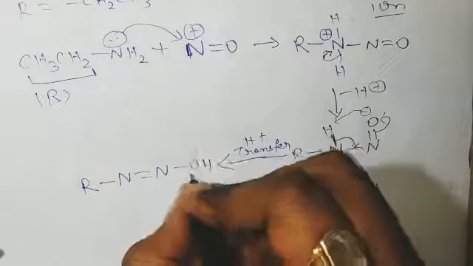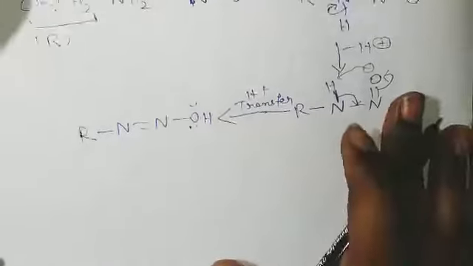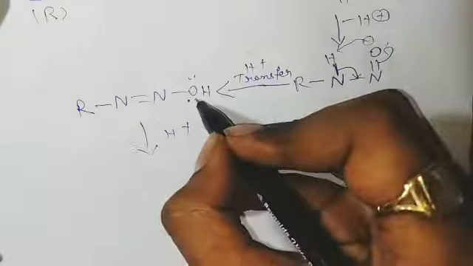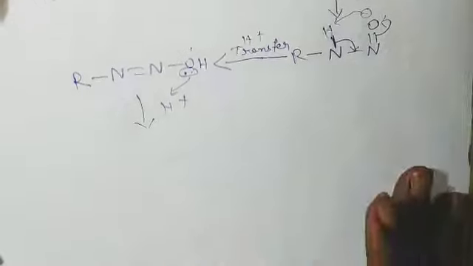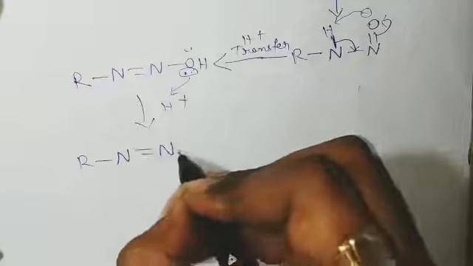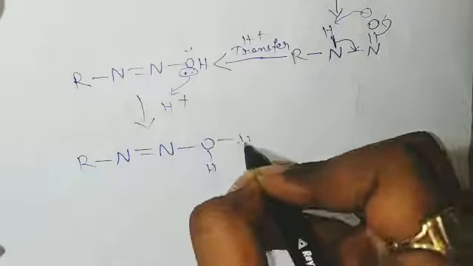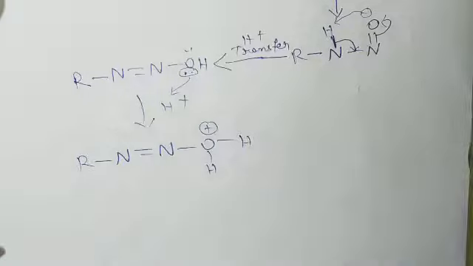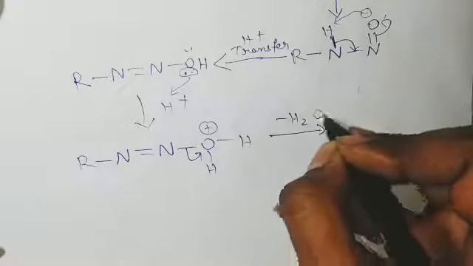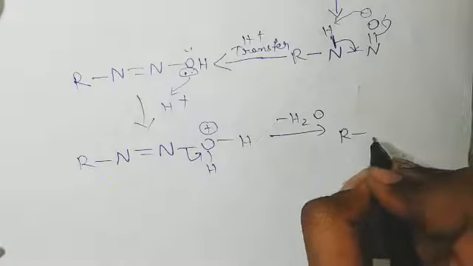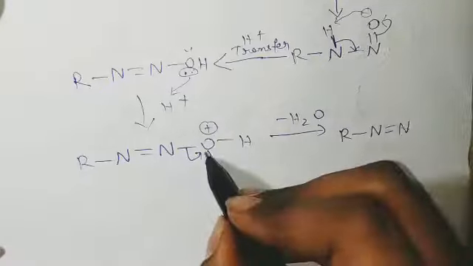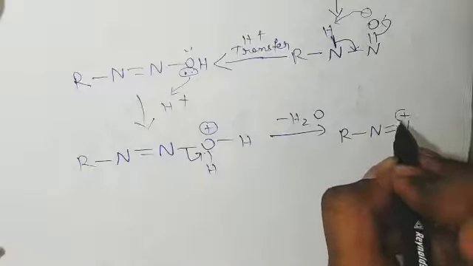Okay, again, oxygen has 2 lone pairs. Protonation will take place here. H plus will attack, this will get protonated, and we will get R, N, double bond N, OH, H. O will get a positive charge. Again, water will be removed, minus water, and we will get this R, N, double bond N, where this N, because electrons are going towards oxygen, will get a positive charge.